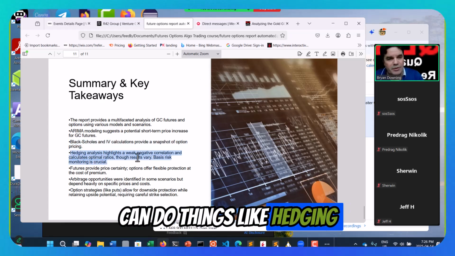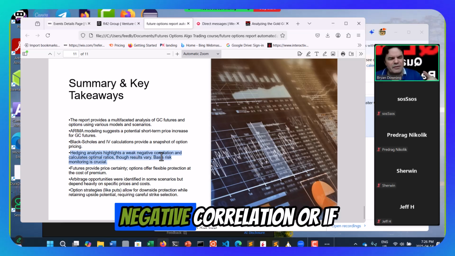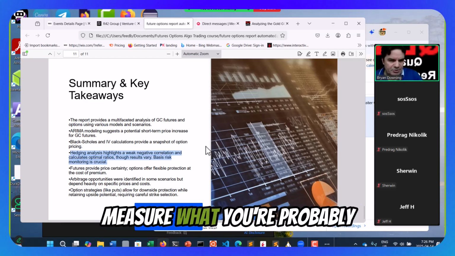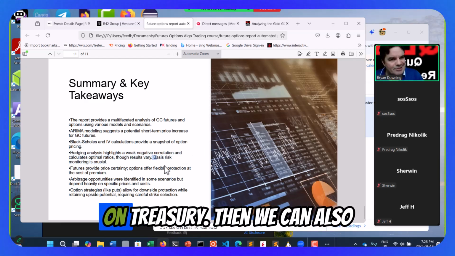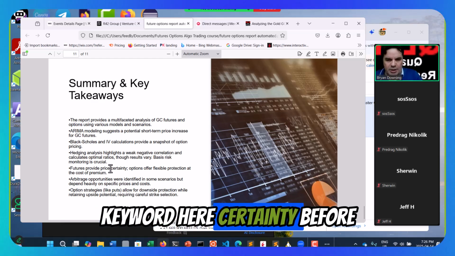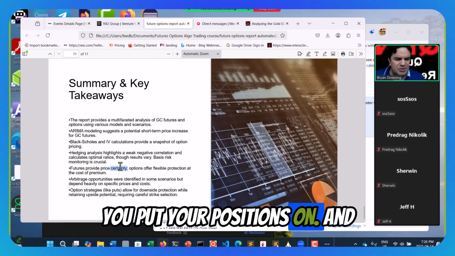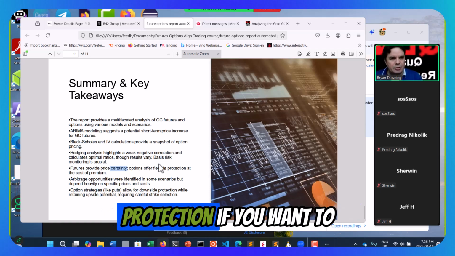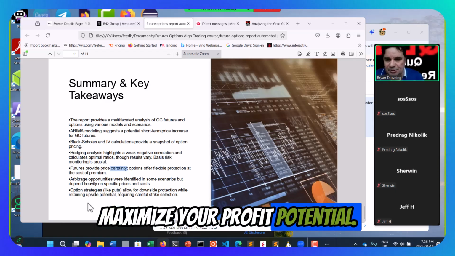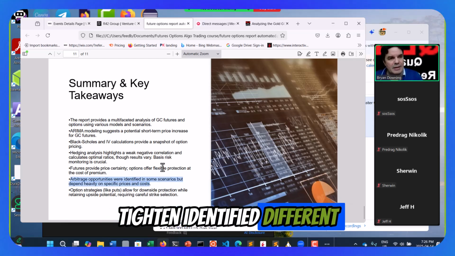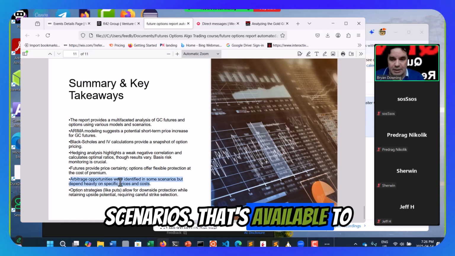Then we can do things like hedging analysis for if there's a negative correlation or a positive correlation against whatever. We can also measure the basis risk on Treasury. Then we can use all this to provide this keyword here, certainty, before you put your positions on. And there's a variety of ways to bring in flexible protection if you want to maximize your profit potential. And then you can layer it in with arbitrage as well, to identify different scenarios available to you.